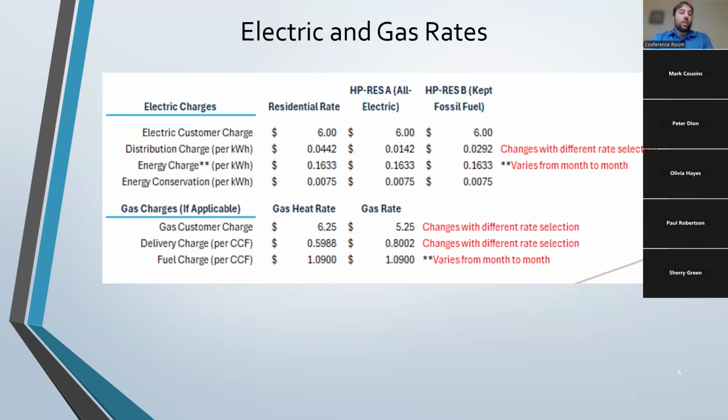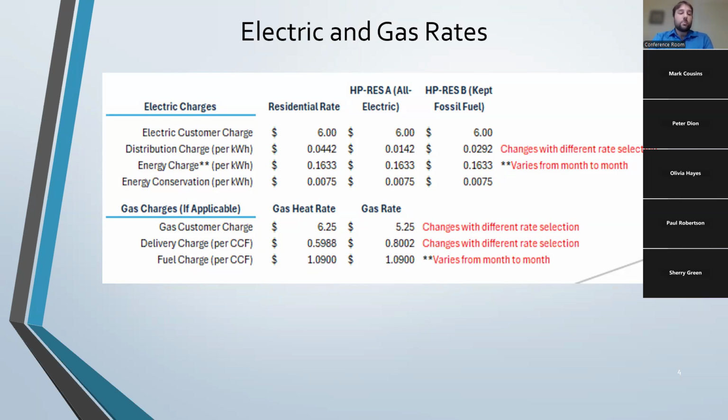It's usually just a little over 4 cents, and then it goes down to about 1.5 cents for the all-electric because that's the 3 cent discount. Then you go closer to 3 cents because that's the 1.5 cents off if you're keeping the fossil fuel. The energy charge and the energy conservation charge remain the same on all rates.